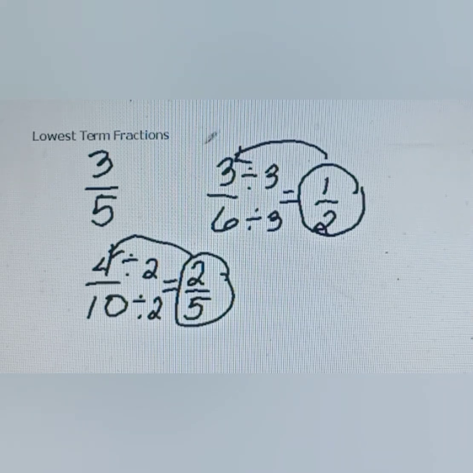Again, go back here. 3 and 5, you can only divide them by 1. Again, in that case, the fraction is in lowest term. So to change a fraction to lowest term, if it is not in lowest term, you simply think of the biggest number that can divide both numerator and denominator, and that's the GCF. Then divide them, then you get the lowest term fraction.